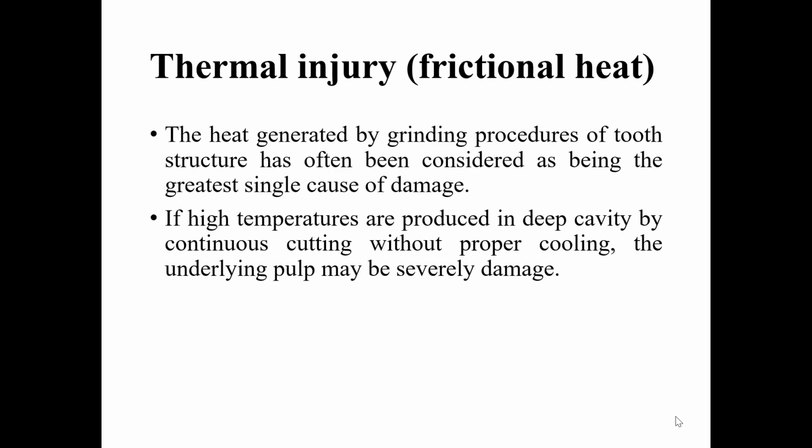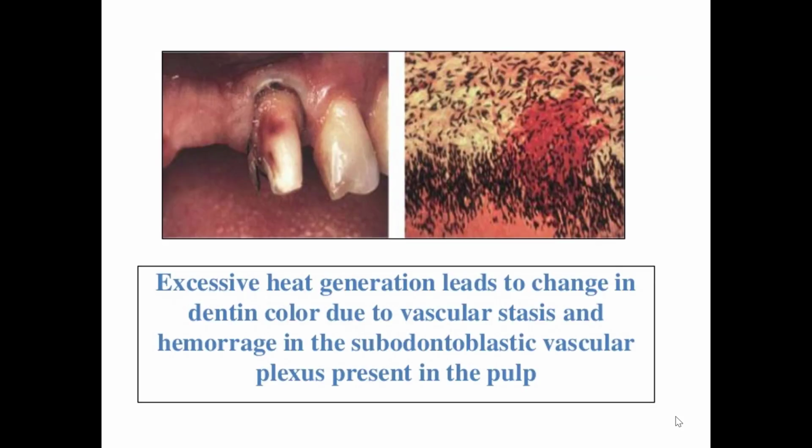If high temperature are produced in deep cavity by continuous cutting without proper cooling, the underlying pulp may be severely damaged. لذلك we should prevent high temperature arise inside the pulp by proper cooling and proper manipulation of the cutting tools. إذا صارت عندنا heat generation عالية excessive heat generation, this may lead to a change in dentin color due to vascular stasis and hemorrhage in the subodontoblastic vascular plexus present in the pulp.